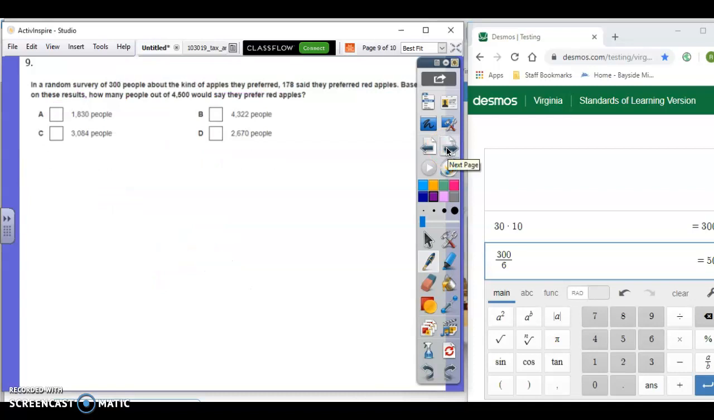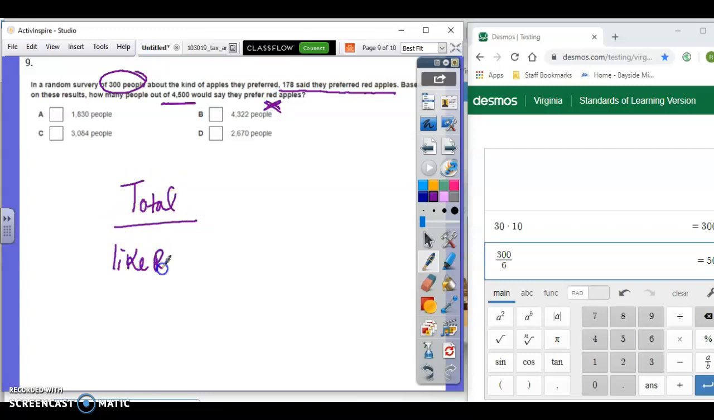Number 9. In a random survey of 300 people about what kind of apples they prefer, 178 said they like red apples. Based on these results, how many people out of 4,500 would say they prefer red apples? So that's my X value. So I have total people, and I have those who like red apples. So I know that in the beginning it was 300 people total, and 178 of them said they like red apples. So now I go on to the other side and I'm trying to figure out how many would like red apples if there are 4,500 people.